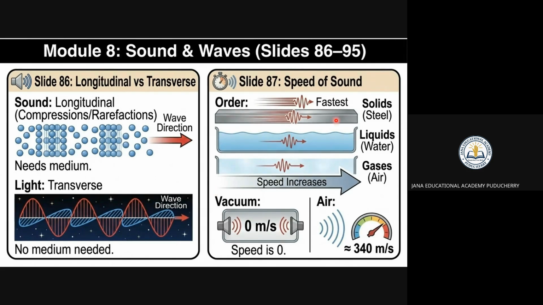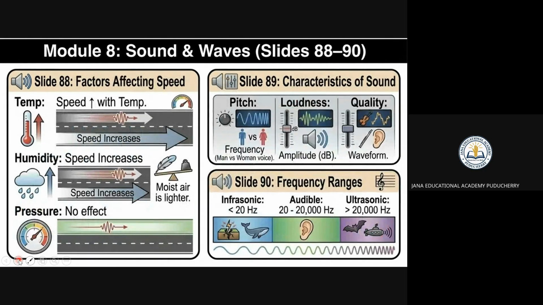This thing we have seen already. Sound travels faster in steel compared to water, air, and so on. Come to the next one. One more question: sound waves in air are transverse, longitudinal, electromagnetic, or surface waves? In the air medium, longitudinal. Sound waves are longitudinal waves, as we have seen right now.